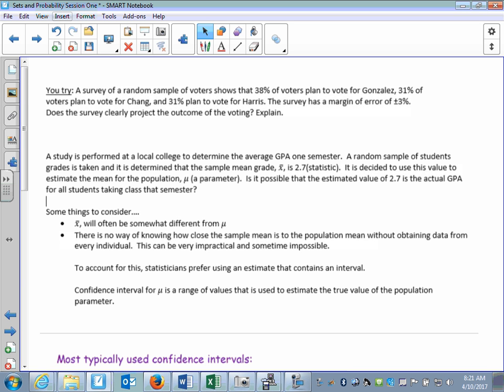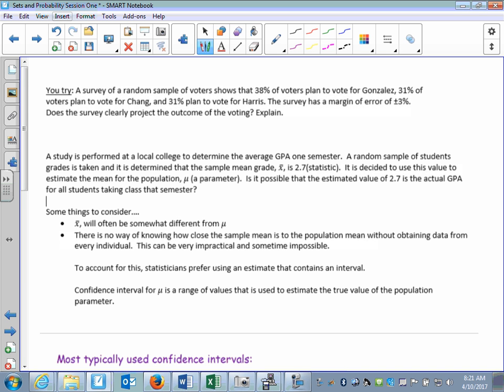Hi, we're back. Now, we had a random survey of sample voters, and 38% were going to vote for Gonzalez, 31% were going to vote for Chang, and 31% were going to vote for Harris. Now, the survey has a margin of error of plus or minus 3%. Does the survey clearly project the outcome of voting?